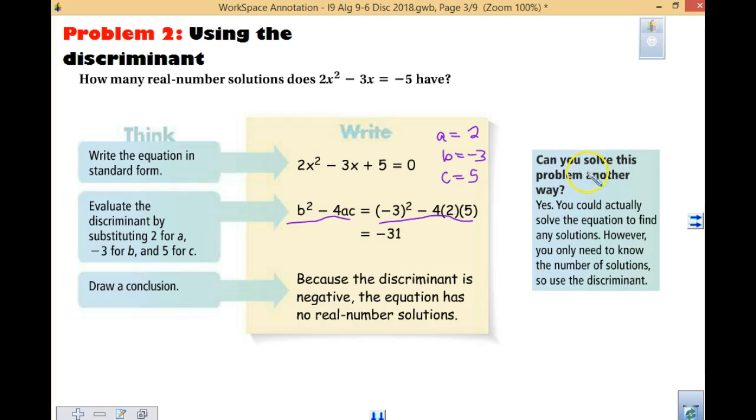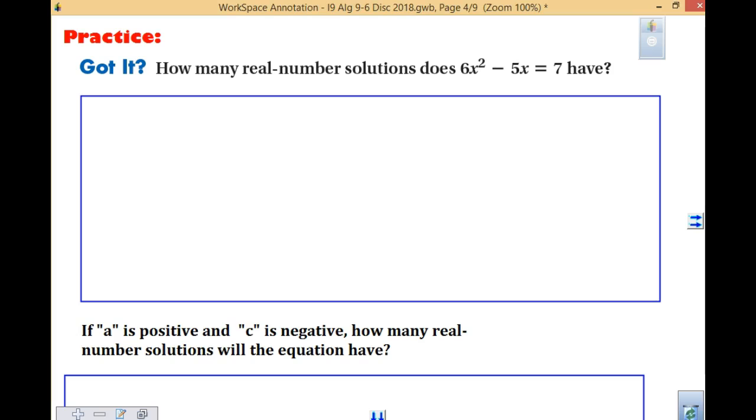So it says, can you solve this problem any other way? If you are looking at the solutions, you could possibly solve it by factoring, but any way you solve this one, you are going to find that there is no solution for this problem. So, making sure you got it.